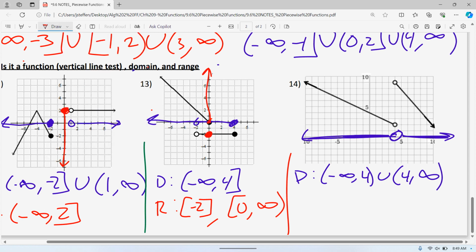And then this other one, this one is open and goes all the way up. This one's open here, but it's filled in. There's already a point there and goes all the way down. So your range goes from negative infinity to positive infinity. If you want to put all real numbers there, you can. That also is fine.